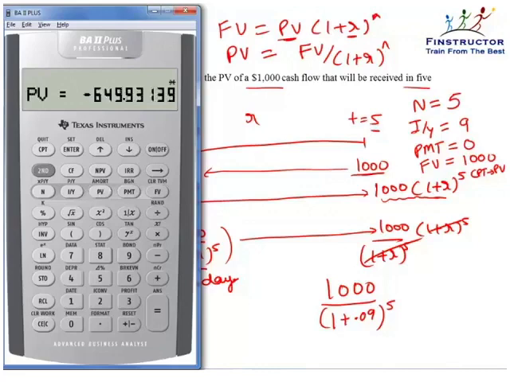So we get minus 649.93139. Now guys, you can ignore the minus sign for now, or you can just think of it as that if you are to receive $1,000 5 years from now, we enter it as positive. So we are implying that this is a cash inflow. So if I want to receive $1,000, I need to pay $650 today, or I need to invest $650 today. That's what the negative sign denotes. Remember that PV and FV, or PV and PMT, the present and the future cash flows will always have opposite signs.